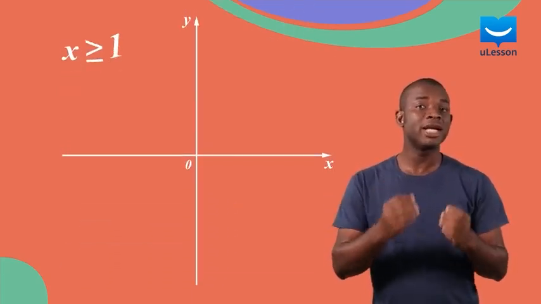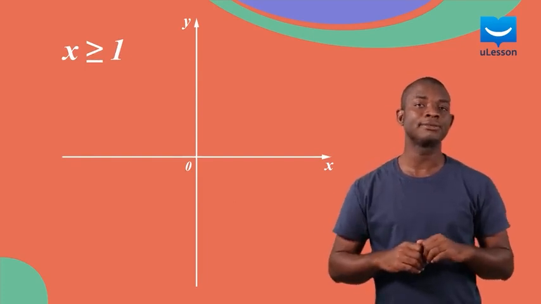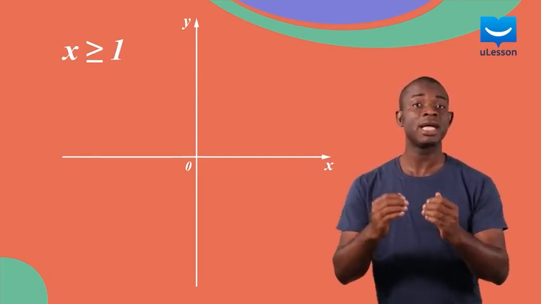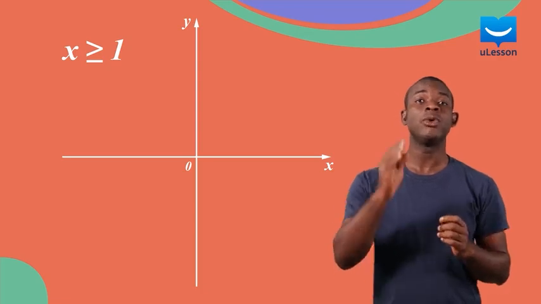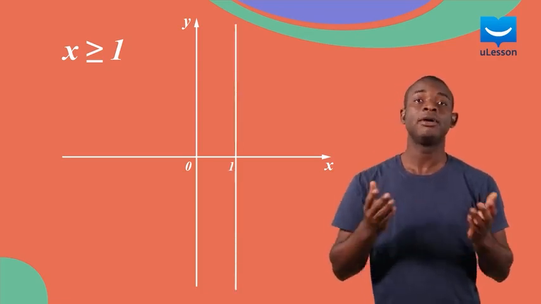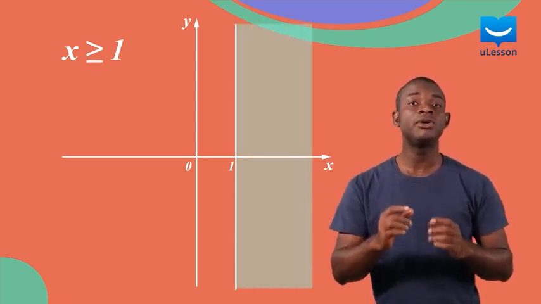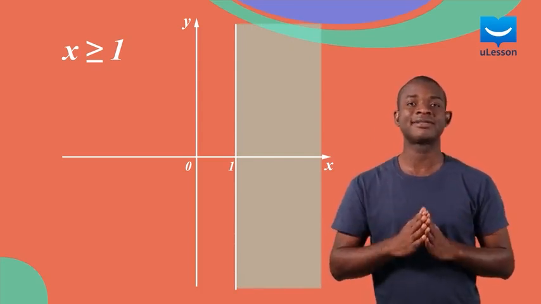What if x is greater than or equal to 1? Since x can be greater than 1 or equal to 1, we represent the inequality with an unbroken line. Furthermore, we shade the region of possible values of x.